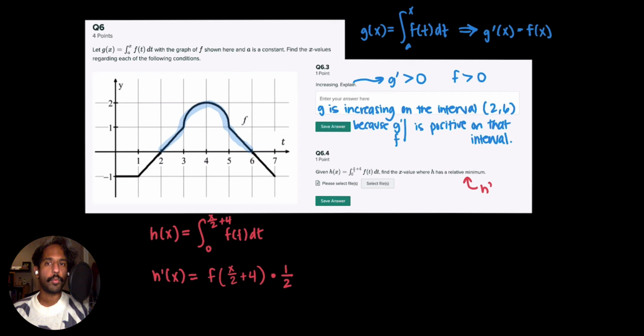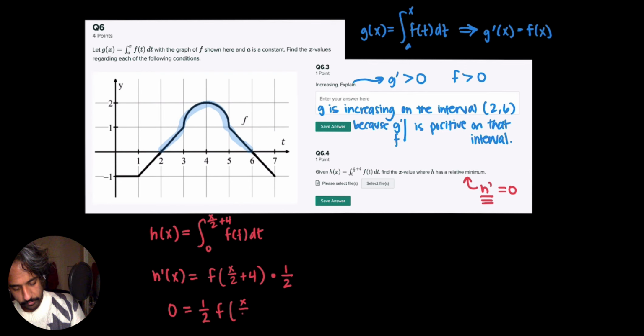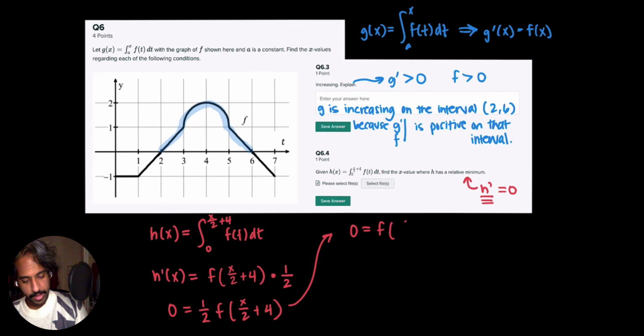And so we need to figure out, when is there a minimum? Well, a minimum occurs when that derivative equals 0. So let's set that equal to 0. 0 equals 1/2 f of x over 2 plus 4. I can divide both sides by 1/2. So we'll get 0 equals f of x over 2 plus 4. And remember, there's two things that need to be true. It needs to be 0, and the thing needs to change from negative to positive, right?